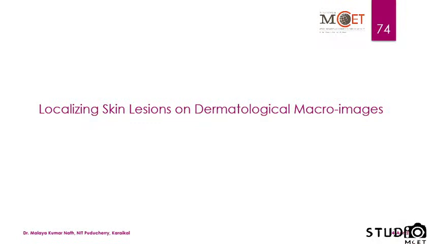Next, we'll talk about how we can localize the skin cancer for improving the segmentation. In one case we have used enhancement for improving segmentation. In another case, we are using localization for improving segmentation. Why are we going for this? Because ultimately, we have to increase the classification accuracy. And for that reason, we are using two pre-processing steps. One is enhancement, another is localization.